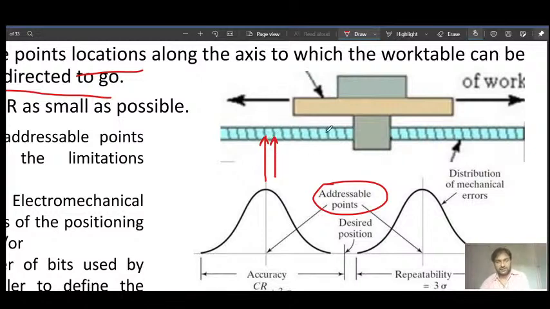So we have targeted to move the table to go here or here, but the table will position somewhere here or somewhere here. So it is not right like that. The table will not go and directly stop at the targeted point or addressable point. So there would be some mismatch between the addressable points and the desired point.